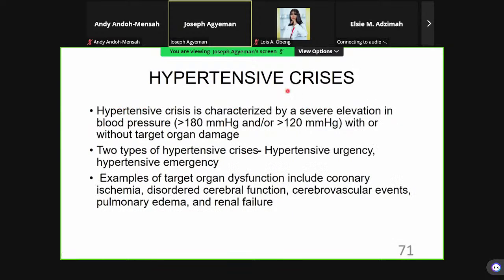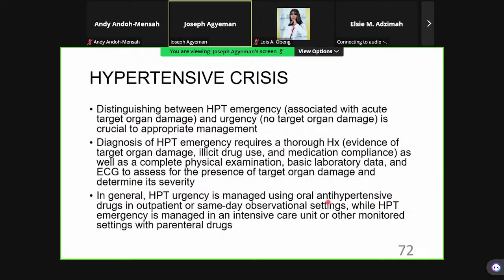Now, the last point, hypertensive crisis. We said we have emergency and urgency. In both situations, the BP reading should be above 180 systolic and/or 120 diastolic. If you have target organ damage, that is hypertensive emergency. If the BP is high without target organ damage, then you have the urgency type. Target organs that can suffer in hypertensive emergency include the heart, where you could have coronary ischemia. You could even have stroke, eye problems, acute renal failure. So it is very important that in a hypertensive crisis, you distinguish between the urgency and the emergency type because they have different approaches to treatment.